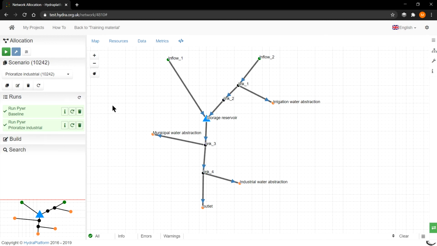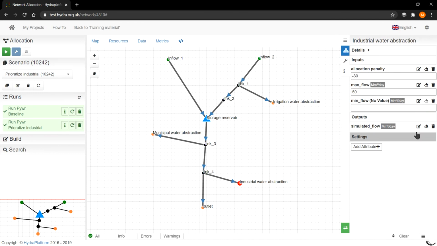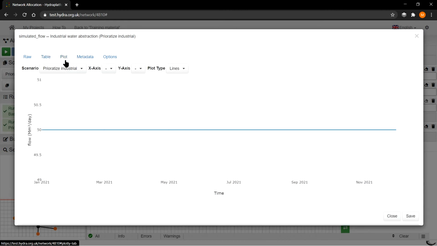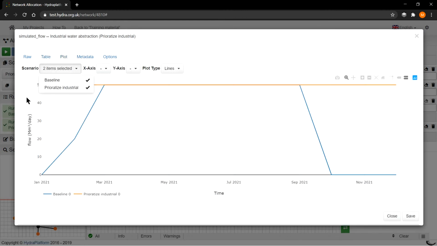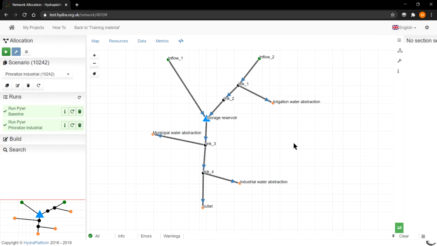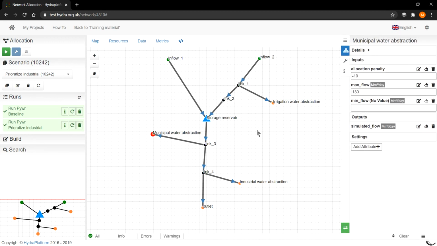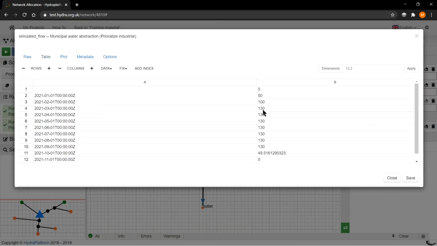Let us now examine the difference between the results of the two scenarios. Create a time series plot of the water abstraction at the industrial node in the two scenarios. The orange line shows that the water abstraction target of the industrial node has always been met under the second scenario. This is because the second scenario prioritizes industrial water supply. The increase in industrial water supply comes at the expense of irrigation and municipal water supplies, as shown by the simulation results.